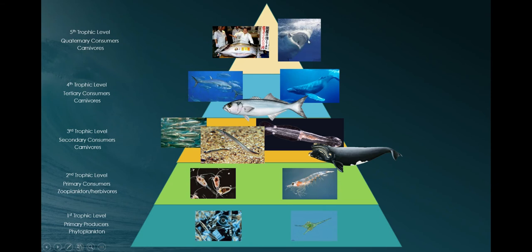If you think about the Serengeti, out on the plains of the Serengeti, think about how many zebras there are compared to lions. There's a lot more zebras than lions. And that has to happen because you need to have enough energy to support the next level up. So this shows the relative amount of biomass and energy that are at each level.